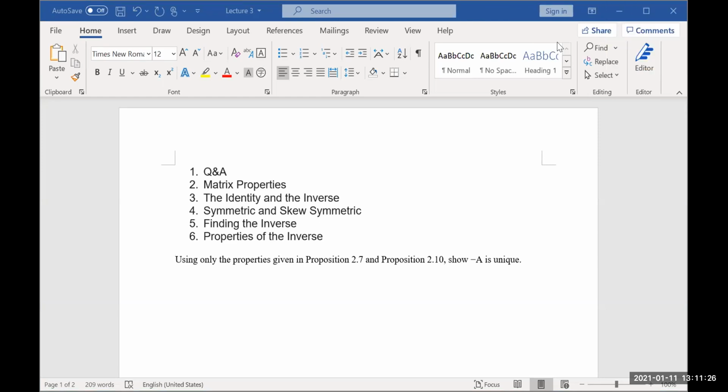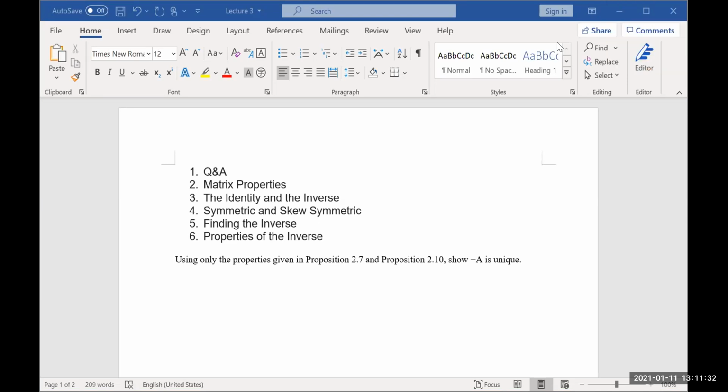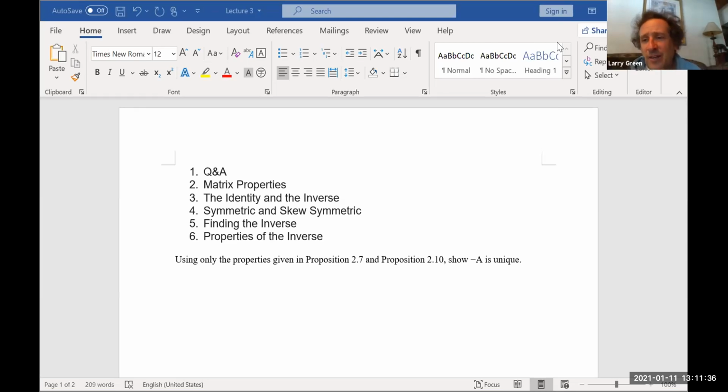Let me look back at my notes. You know what the word unique means? It's an English word. It means it's not replicatable, kind of. Let me tell you what unique means in terms of a useful idea when you're trying to show something's unique. What it means is that if you have two things, then they're equal. Does that make sense? Okay.